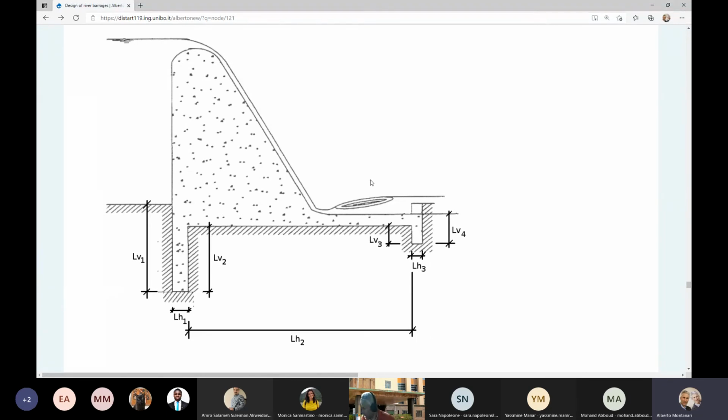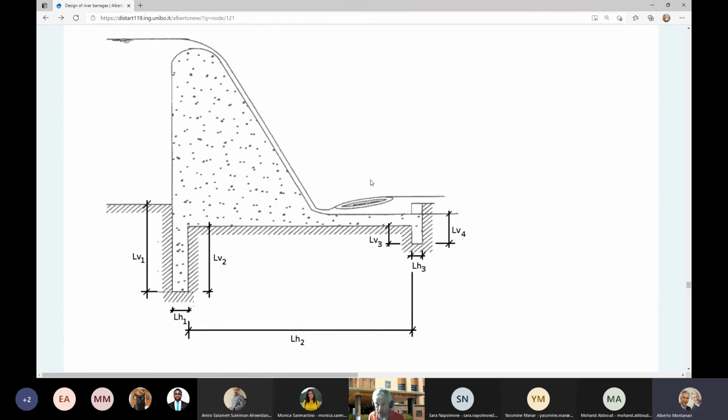So basically you see here a Krieger profile, but you also see the foundation of the barrage. And water, if it wants to go through the barrage by piping, has to go beneath this foundation. And in order to go beneath it, water has to travel a trip. And the trip is composed of vertical parts and horizontal parts. So let's indicate here in the sketch, with LV, the vertical path of water. And let's use the symbol LH to indicate the horizontal path of water.